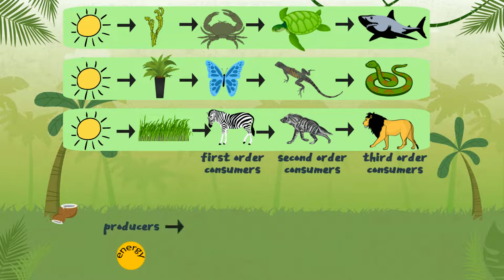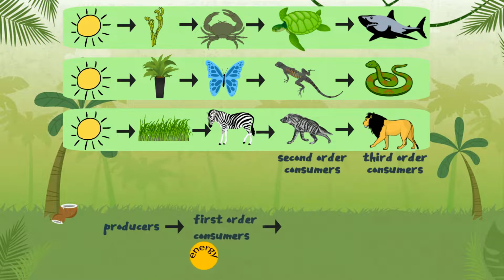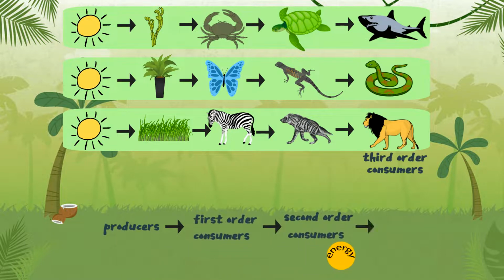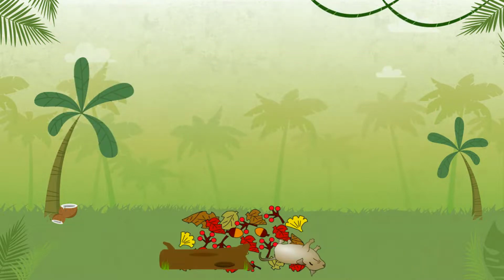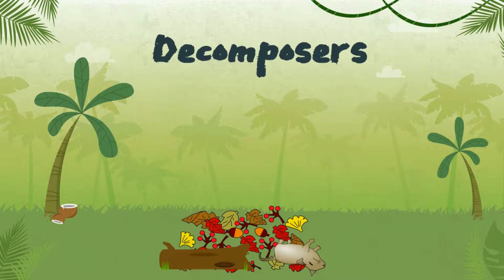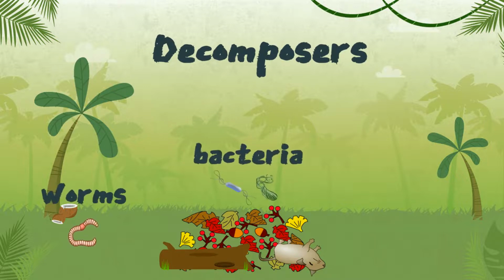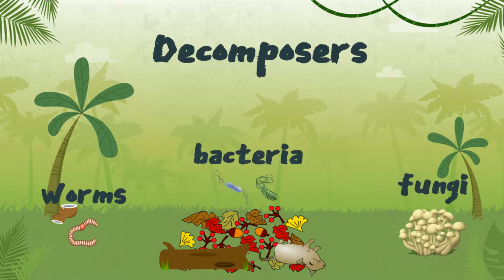Producers are eaten by first-order consumers, who are then eaten by second-order consumers, and in turn are eaten by third-order consumers. This isn't the end of the food chain. What happens when a living thing dies? Decomposers such as worms, bacteria, and fungi get their energy from dead plants and animals. The nutrients trapped in the dead organisms are released back into the soil, allowing plants to grow.